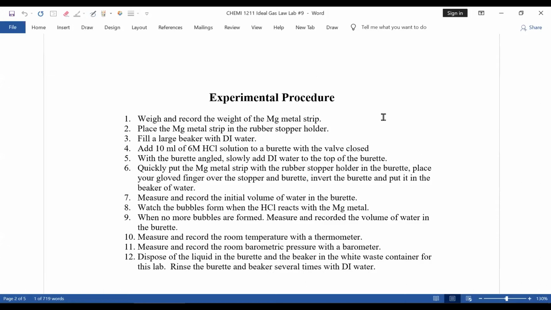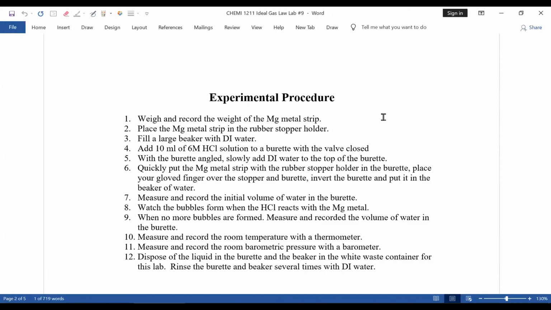You fill a beaker with the DI water. DI means deionized water. I'll teach you later on, there are ions in the water you drink when we get in farther into solutions. And then you add 10 milliliters of 6 capital M, you'll learn today or Monday, means 6 molar HCl solution in a burette.